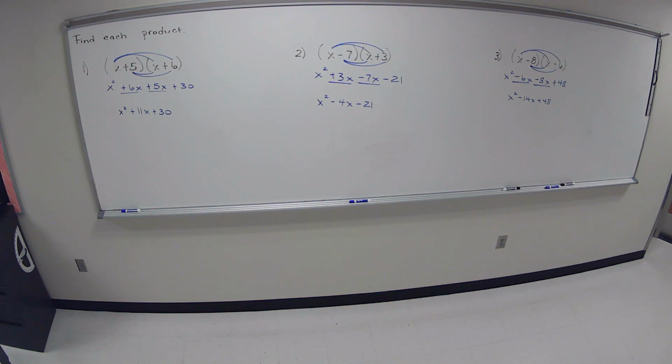Then when you take negative 7 and 3 and you add those together, guess what you get? Negative 4. We almost have a pattern going on here. And then finally we take negative 6 and negative 8 and we add those together and we get negative 14. It's like it's magic.